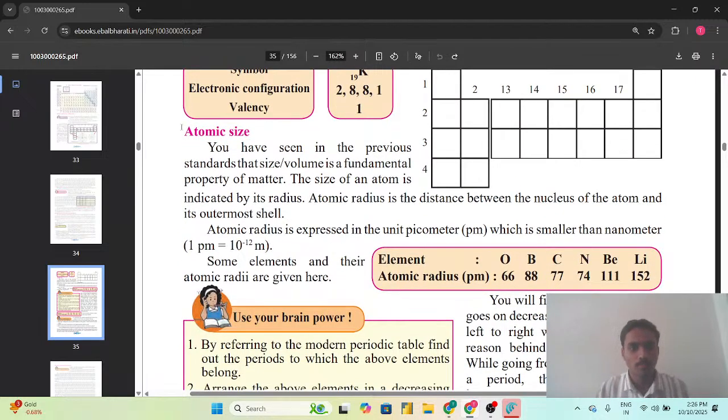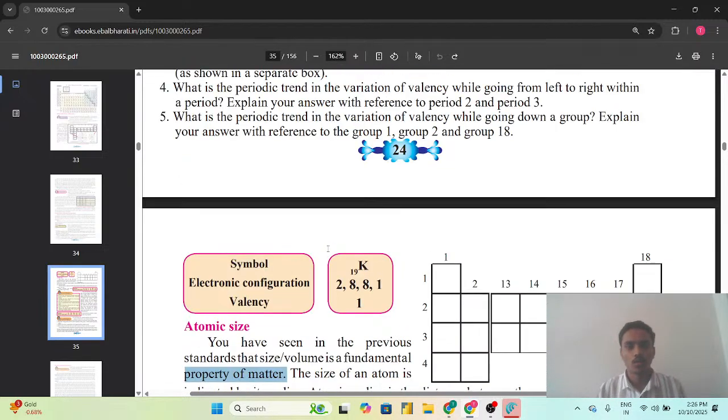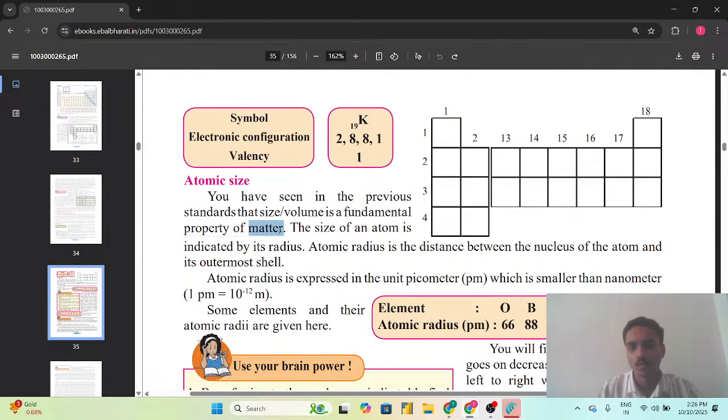The next part is atomic size. In atomic size, you have seen in the previous standard that size and volume are fundamental properties of matter. We saw at the starting of this chapter what matter is. Anything that occupies space and has mass is called matter. Matter is all the things which we can see in our surroundings.